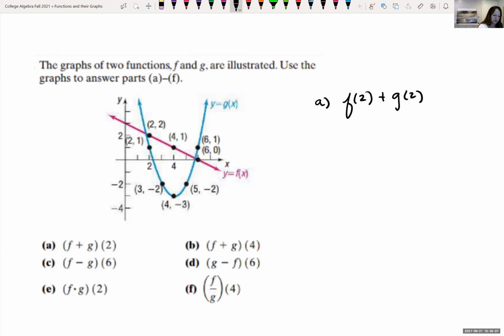Well, let's look at f of 2. When x is 2, what is that y value? On this graph, that y value is also 2. So f of 2 is 2, plus g of 2. For g of 2, we're looking at our graph g of x, that parabola, and when x is 2, that y value on the graph is 1. So we have 2 plus 1, which is equal to 3.